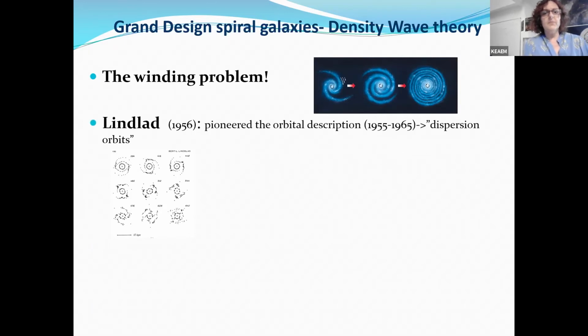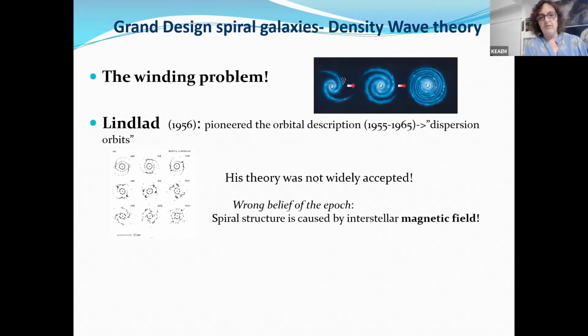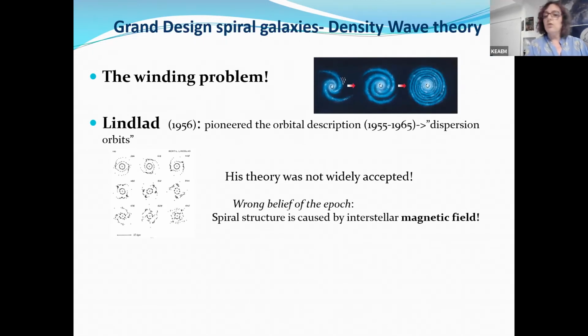The first who pioneered this density wave theory in the 50s was Lindblad, with the orbital description. He named his orbits dispersion orbits, and he tried to give some density waves, but he didn't succeed in giving a very nice figure of a spiral density wave. So his theory was not widely accepted at that time, due also to the wrong belief of the epoch that spiral structure is caused by the interstellar magnetic field.